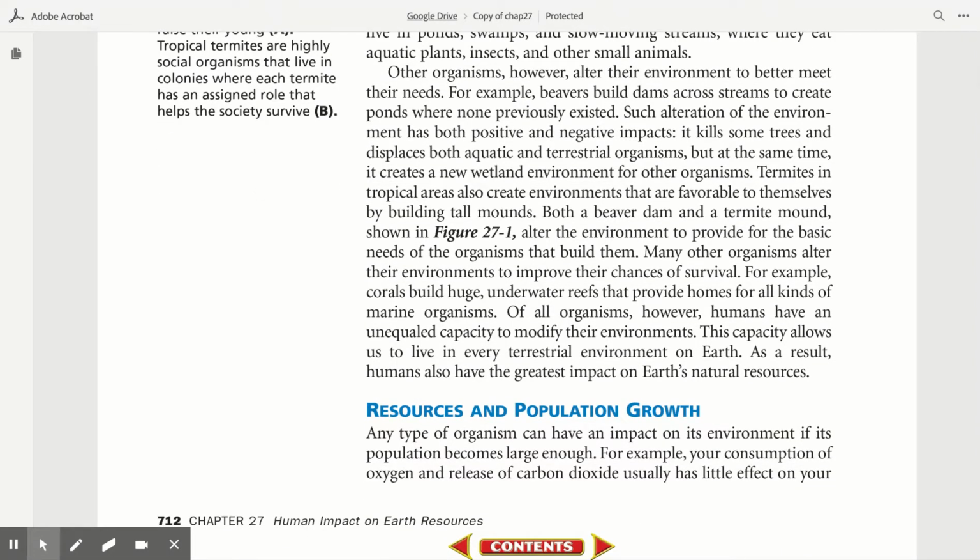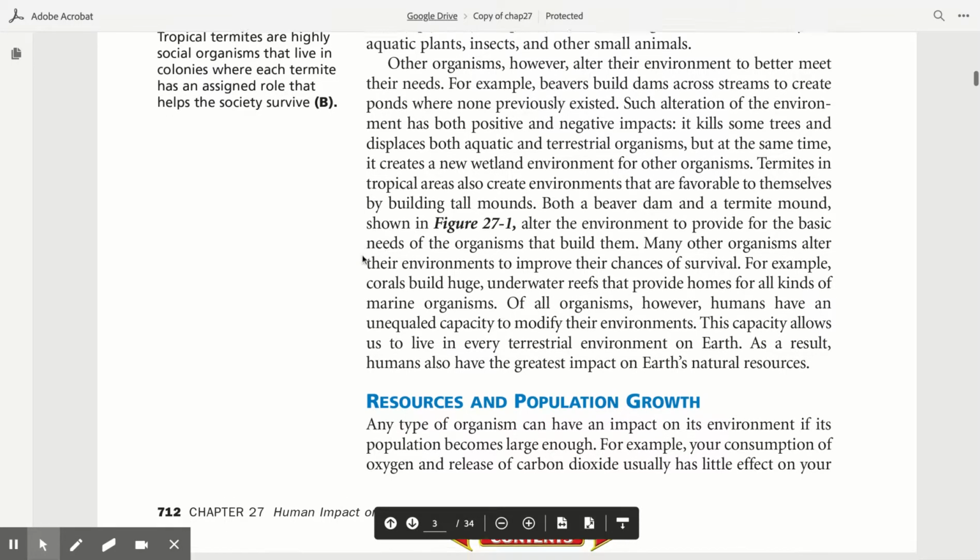Other organisms, however, alter their environment to better meet their needs. For example, beavers build dams across streams to create ponds where none previously existed. Such alterations of the environment have both positive and negative impacts. It kills some trees and displaces both aquatic and terrestrial organisms, but at the same time, it creates a new wetland environment for other organisms. Termites in tropical areas also create environments that are favorable to themselves. By building tall mounds, both a beaver dam and a termite mound, shown in figure 27.1, alter the environment to provide for basic needs of the organisms that build them.